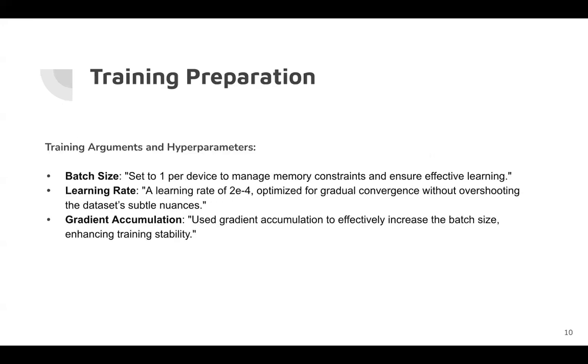In the next slide, we're going to discuss the training arguments and hyperparameters that were used. We set the batch size to 1 per device to manage memory constraints, which ensures effective learning. And then we've set the learning rate to be 2e-4, which is optimized for gradual convergence without overshooting the dataset's subtle nuances. And next, we used gradient accumulation to effectively increase the batch size, which enhances the training stability.